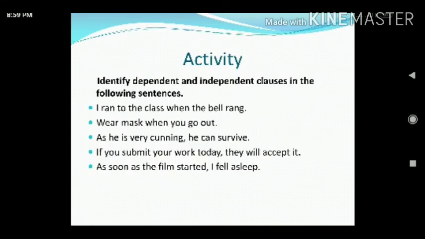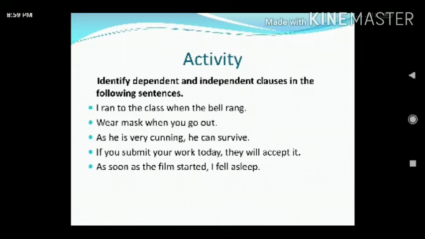Now let's do an activity. Identify dependent and independent clauses in the following sentences. First one, I ran to the class when the bell rang. Here the first part, I ran to the class, is an independent clause because it has complete meaning without the second part. When the bell rang is a dependent clause because its meaning is not complete without the first part.